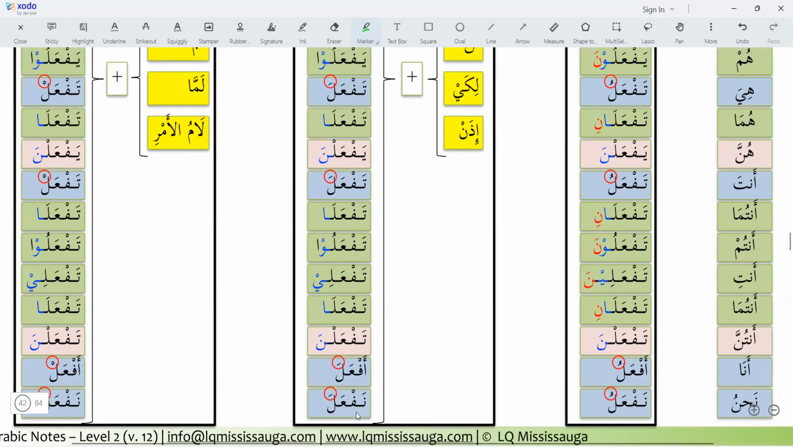So taf'alna doesn't change. Then ana af'alu. Dhamma is marfu, then the dhamma changes into fatha. An af'ala. And the same with naf'ala. An naf'ala. So they are the mansub. This is the mansub case.